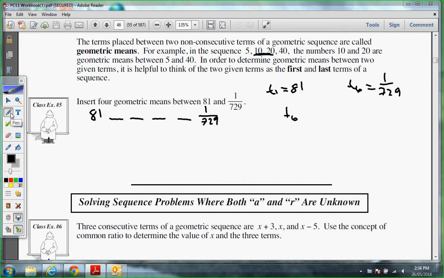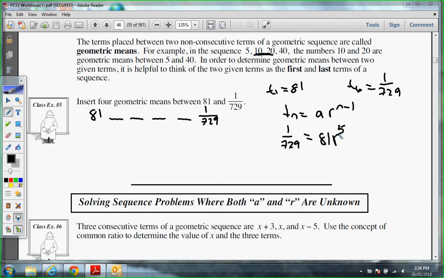Let's take a step completely back. We know that T sub n equals A times R to the n minus 1. But we know what T sub 6 is. It's 1 over 729. We know what our A is, it's 81. We don't know R. And then 6 minus 1 is 5. So this is how we can set it up: 1 over 729 equals 81 R to the 5th.